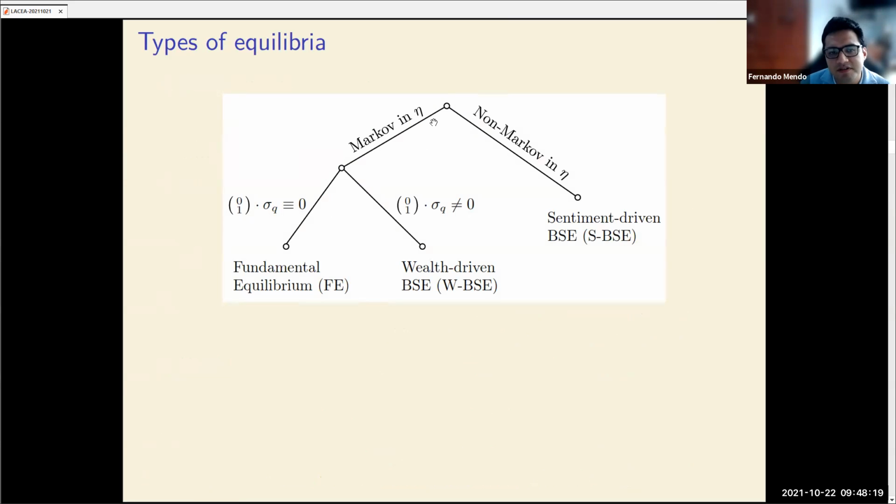Okay, so what do we usually do to solve this thing? We usually take the path to the left here. We say, okay, the only state variable that I need is this wealth share, so I'm going to impose that this is Markov in eta. And then I'm not going to care about this extrinsic uncertainty, this weird thing that I said about dZ2, the second Brownian motion. So we say that it's basically insensitive to the second Brownian motion, and that's what we're going to call a fundamental equilibrium. So that's what we do usually.